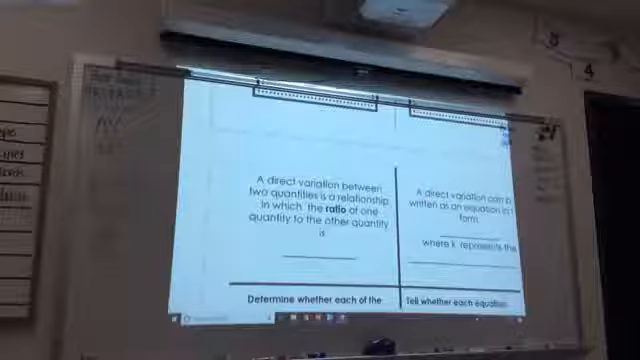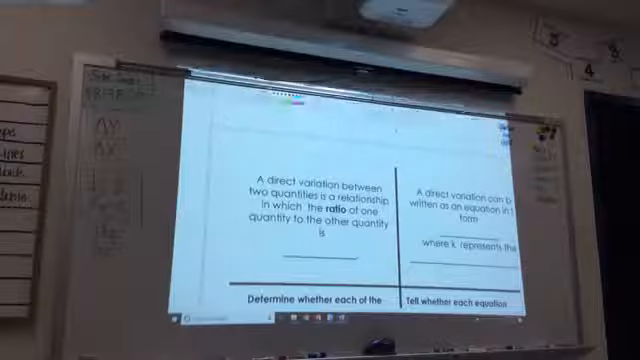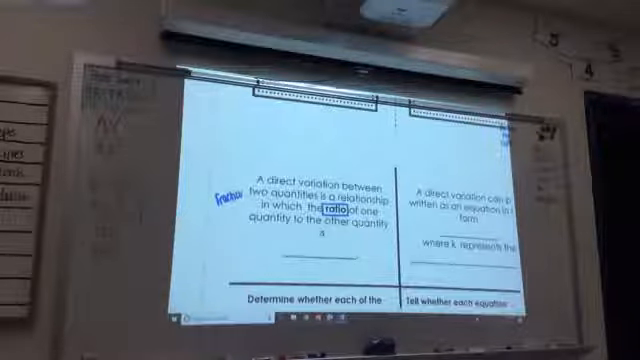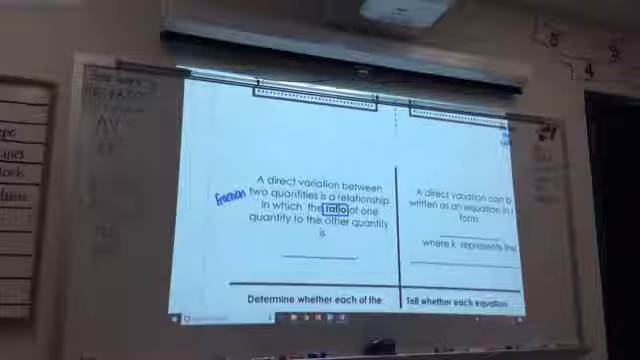Okay, so let's talk about direct variation between two quantities. Quantities is a fancy word for anything. So the direct variation between two things is a relationship in which the ratio, what does ratio mean? You're dividing. It's literally a fraction of some sort, in which the ratio of one quantity to the other quantity is constant.